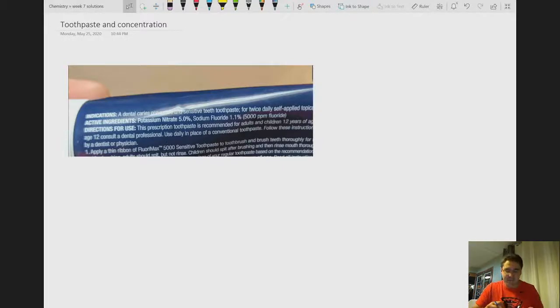Hey, chemistry. I'm getting ready for bed and I've got my toothpaste here. I'm going to brush my teeth. This is the one that my dentist recommends that I use. So it's a fluoride heavy toothpaste. It's got 1.1% sodium fluoride.